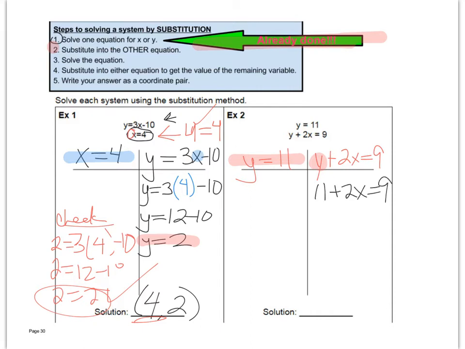We're substituting, replacing y with 11. So now we just do our algebra. How do we solve this equation? We subtract 11 on both sides. We get negative 2. So you get x equals negative 1.